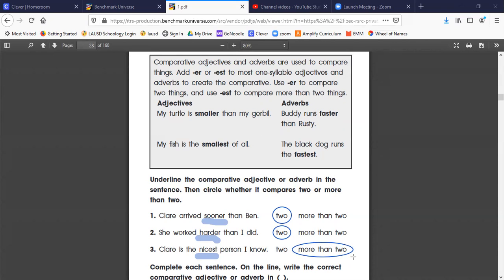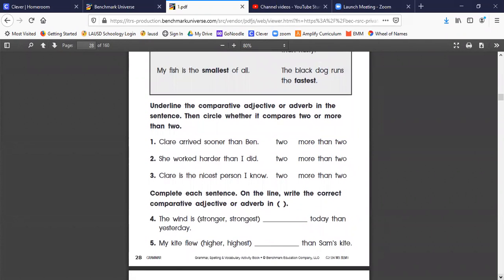If you need to pause to catch up, go ahead, because I'm going to clear this, and then I'm going to go down to the next part. Here we are completing each sentence. So on the line, we are going to write the correct comparative adjective or adverb from the parentheses words. So number 4 says, the wind is stronger or strongest today than yesterday.